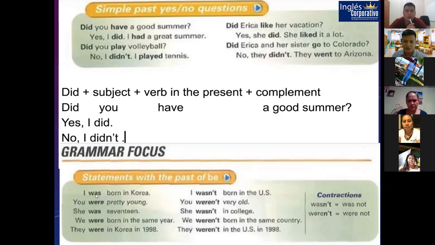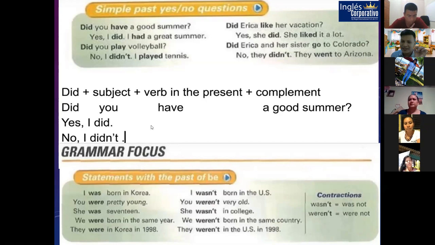Okay, somebody to help me to read this. I was born in Korea. In Korea, very good. Okay, the second one. You were pretty young. Yeah, really good. Okay, students, let's see something important here. In present, we have the verb be, tenemos tres. ¿Cuáles eran? Am, are and is. Yeah, really good. Three, right?